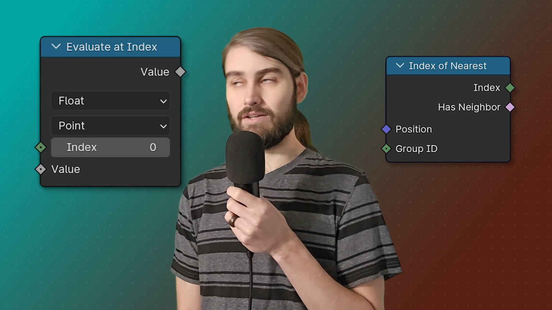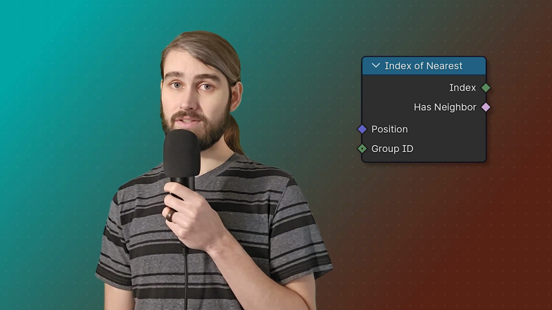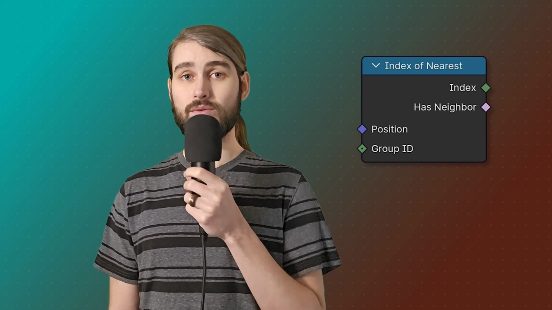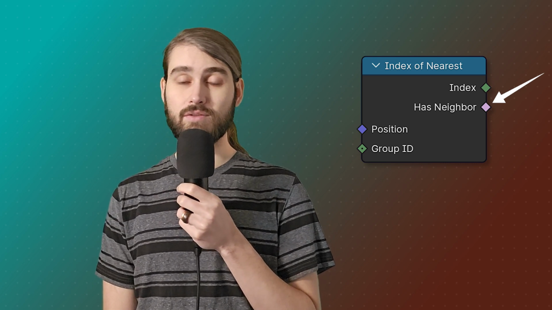And whenever you're sampling the context geometry, just like how it's better to use the evaluate at index node instead of the sample index node, it's also better to use the index of nearest node instead of the sample nearest node. The index of nearest node is often used in conjunction with the sample index node or the evaluate at index node because it requires a position in order to use it. And it comes with the ability to be even more precise when sampling your geometry because it has the group ID input. And if you do use the group ID input, then it'll give you this nice little Boolean output of has neighbor if there are at least two elements in the group that you're sampling.